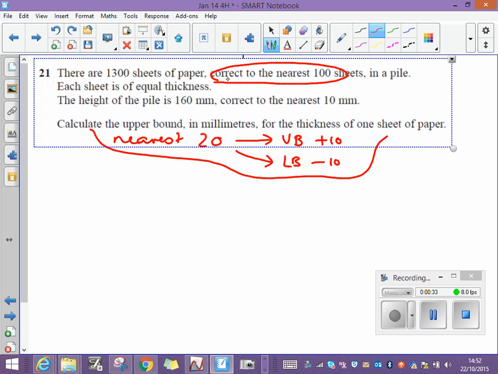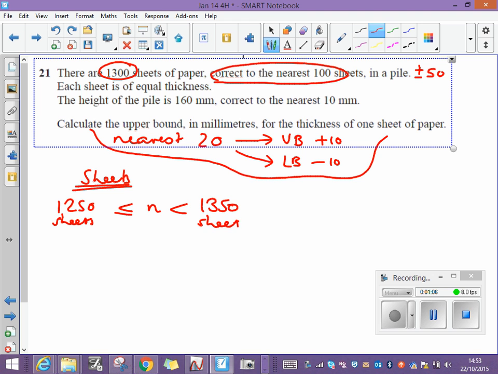Okay, so here we have 1,300 sheets of paper correct to the nearest 100. Now to the nearest 100 means we're going to add and subtract half of 100, which is 50, to find the upper and lower bounds. Okay, so for the sheets of paper, the number of sheets, let's call that n, must be greater than or equal to 1,300 take away 50, well that's 1,250 sheets of paper, but less than 1,300 plus 50, which is 1,350 sheets.